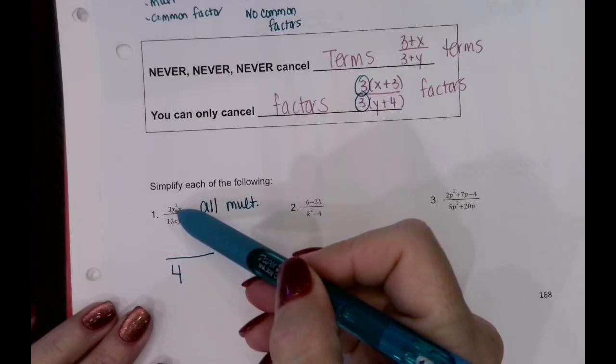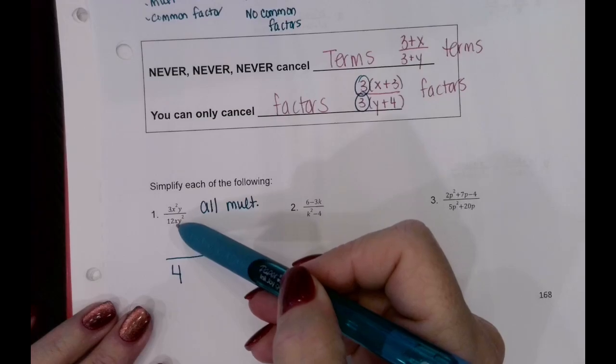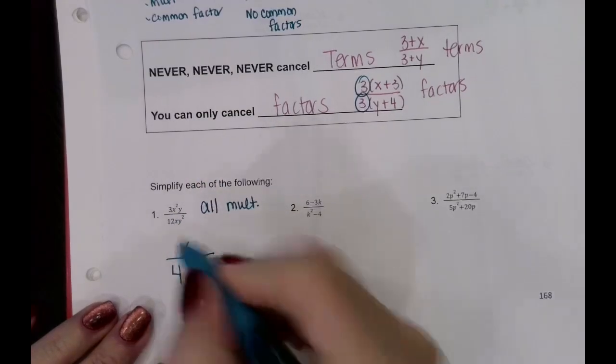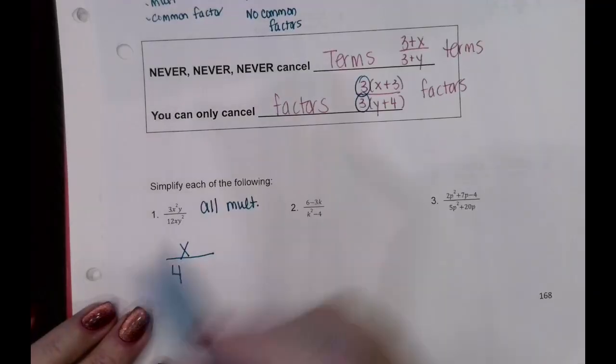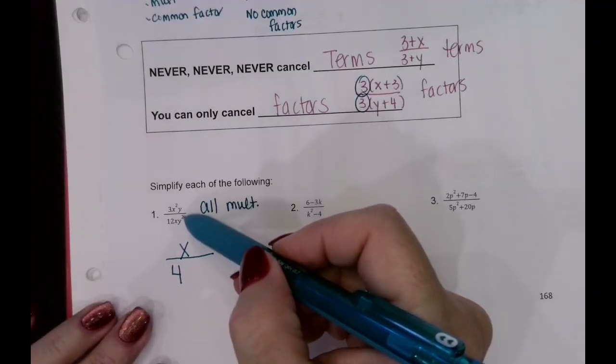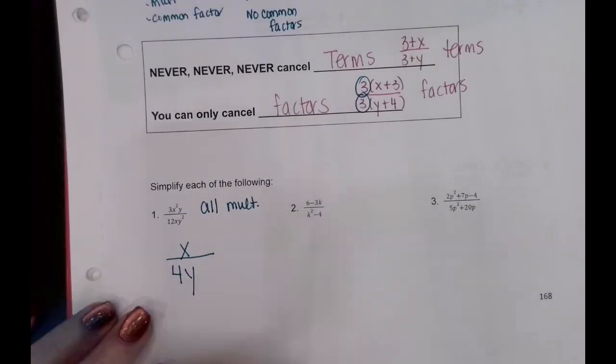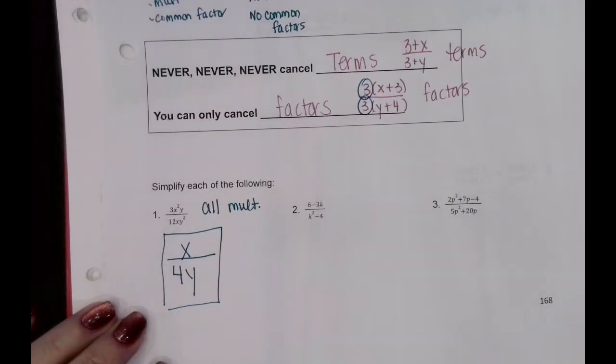Now I have 2 x's in the top and 1 x in the bottom. That means I have more in the top. My exponent rules say I would subtract. So I have 1 x in the top. Here I have 1 y in the top, 2 y's in the bottom. So I have more y's in the bottom, and that's where that y stays. So this is what that would look like simplified.